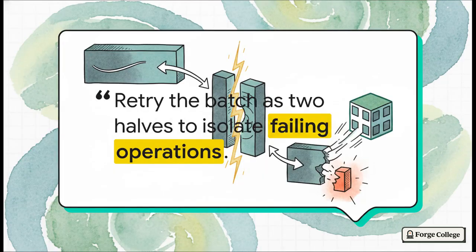The solution here is the binary splitting fallback. When a batch fails simulation, don't panic. Just recursively slice the batch in half and simulate each half. If a half fails, split it again. Keep slicing it all the way down to single operation granularity until you isolate and eject the exact bad apple, while the rest of the batch just sails through perfectly.